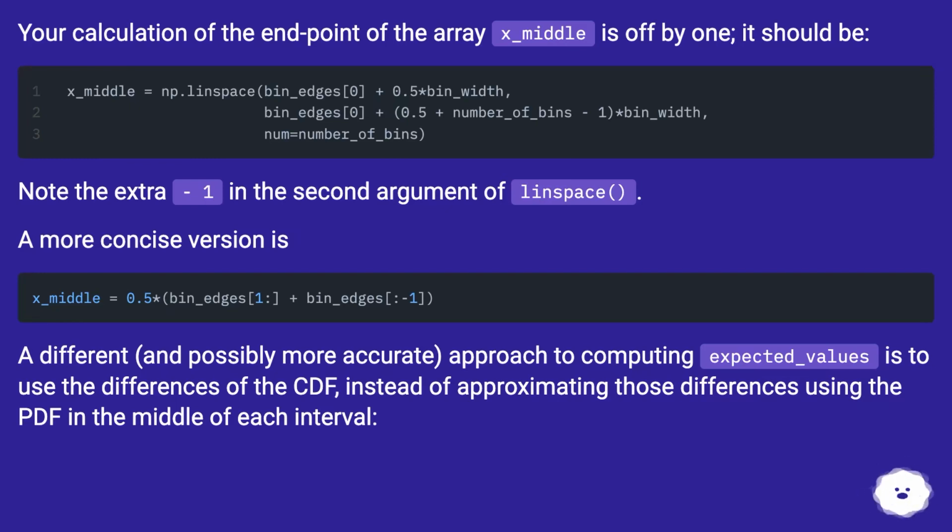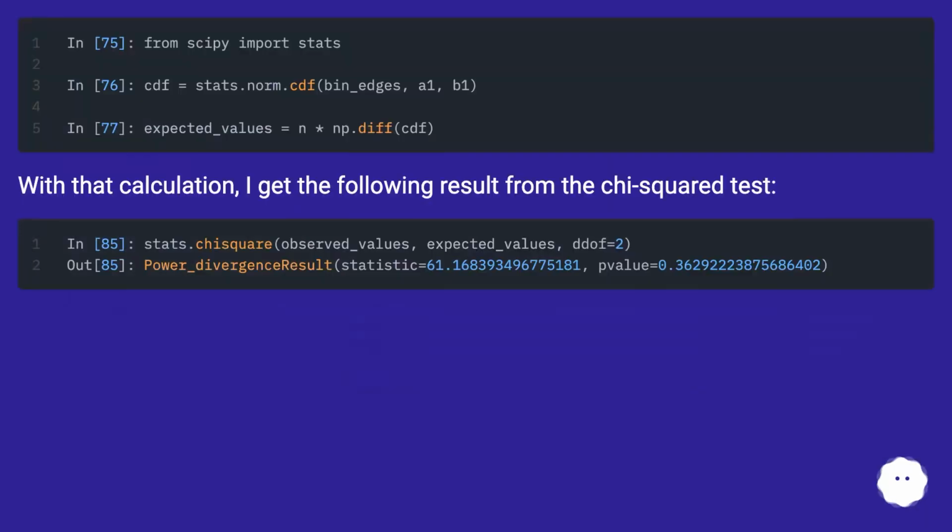A different, and possibly more accurate, approach to computing expected_values is to use the differences of the CDF, instead of approximating those differences using the PDF in the middle of each interval. With that calculation, I get the following result from the chi-squared test.